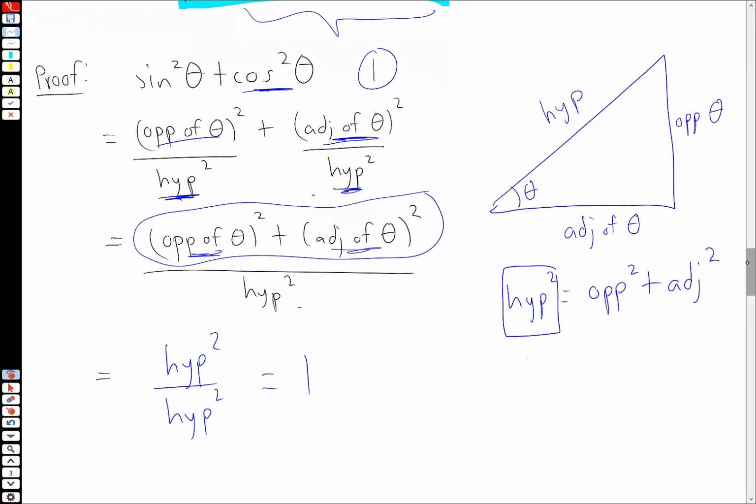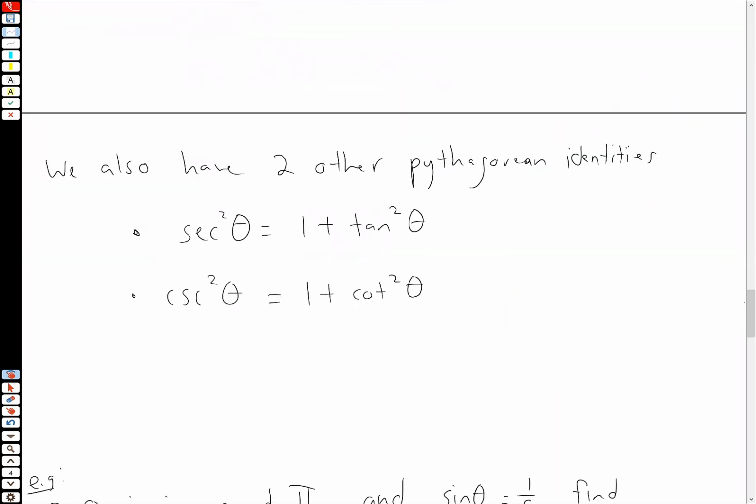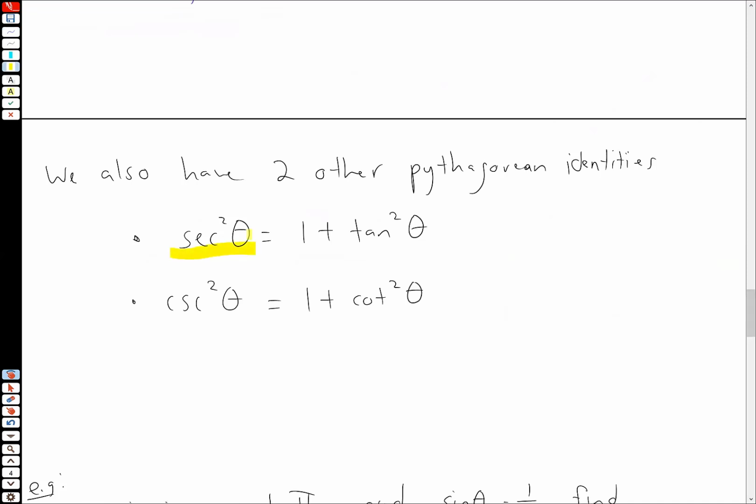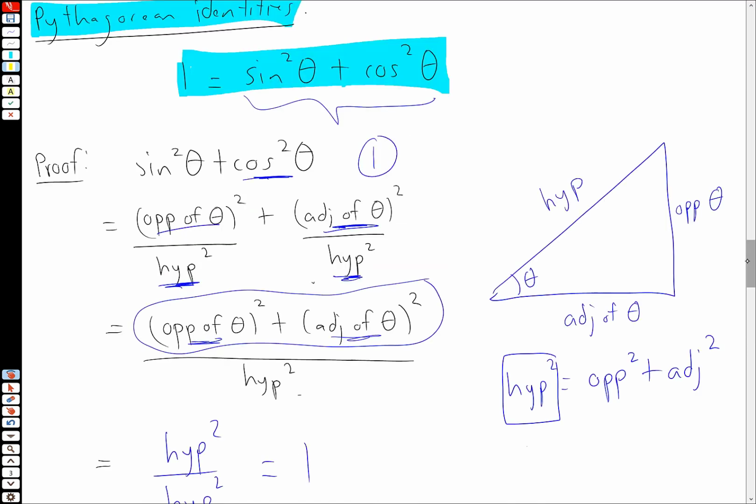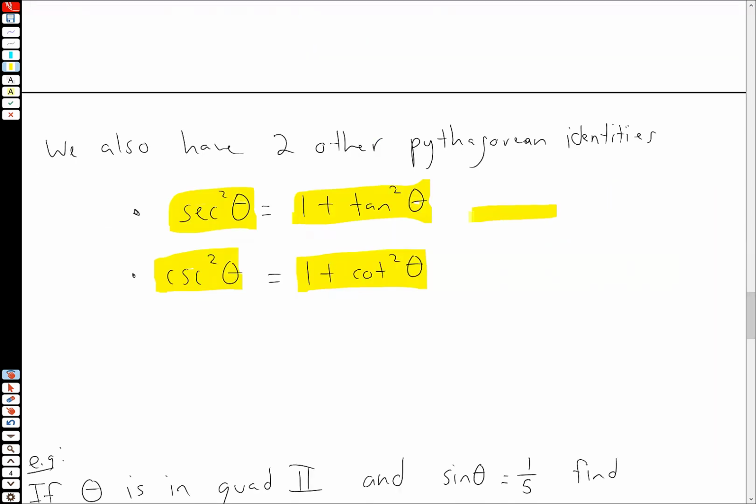We also have 2 other Pythagorean identities which you can get from the first Pythagorean identity we talked about. First one is secant squared is equal to 1 plus tangent squared, and cosecant squared is equal to 1 plus cotangent squared. Okay. If you have to remember any of the identities, though, I recommend knowing the first one. That's the most important. You can get the other ones from this one. And also, I will say in Calc 2, this identity is pretty helpful as well.